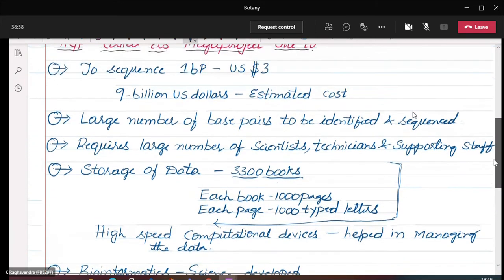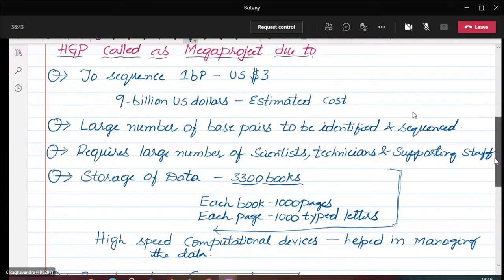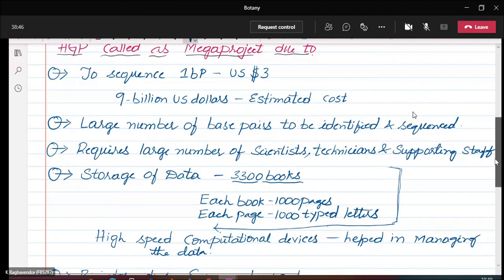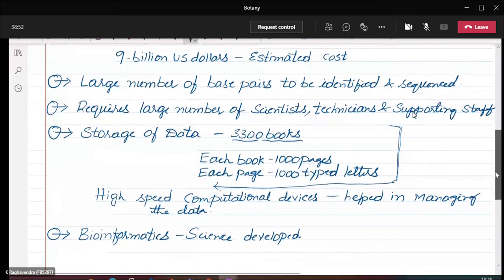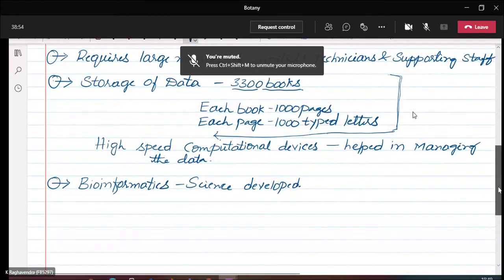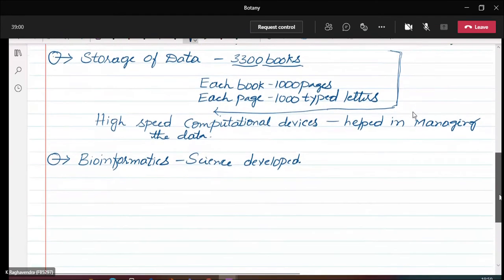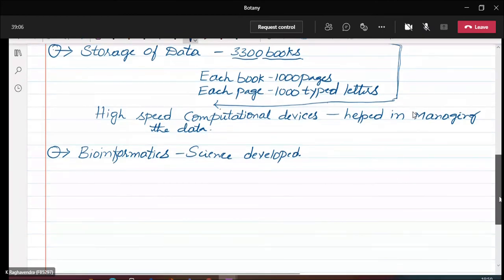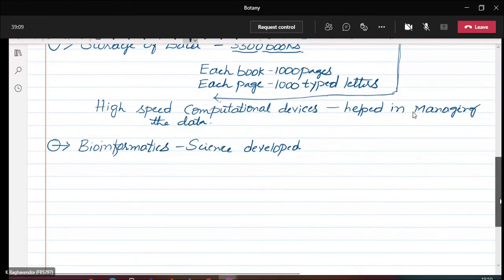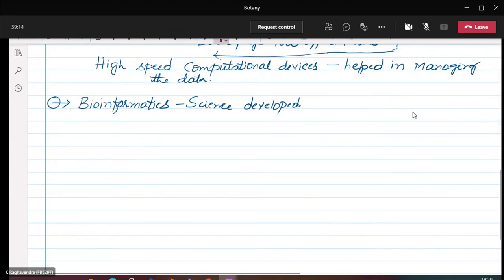So I'm done. Once again, I just wanted to revise. Sequencing of the complete genome requires $9 billion, where the cost of 1 BP is $3. A large number of base pairs to be identified. A large number of scientists, technicians and supporting staff are required. Storage of data required 3,300 books with 1,000 pages, each page 1,000 typed letters, but that can be compensated by high-speed computational devices, which help in managing the data. And during this course, the science of bioinformatics was developed. I told you what bioinformatics is. Now let's move to the goals of HGP.